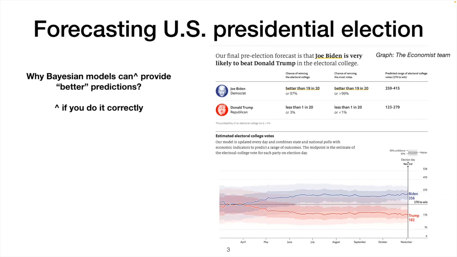The goal is to predict the presidential election for 2020 between two candidates, which of course is a binary classification problem, right?